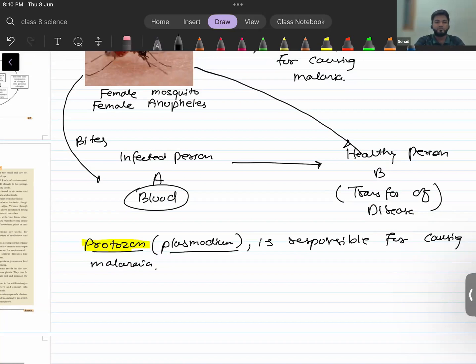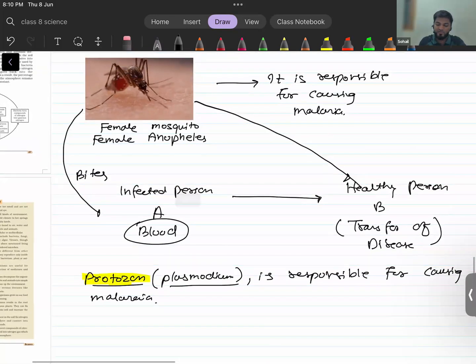Female mosquito. That is a female mosquito. No, it's a female Anopheles, which is responsible for spreading malaria. I'm talking about the mosquito responsible for causing dengue. Female, but what is the name of that mosquito? It is not the female Anopheles.